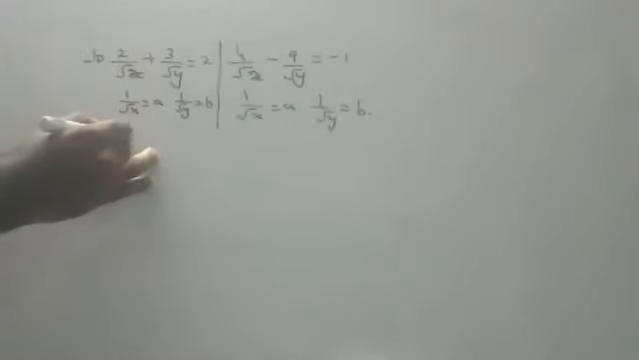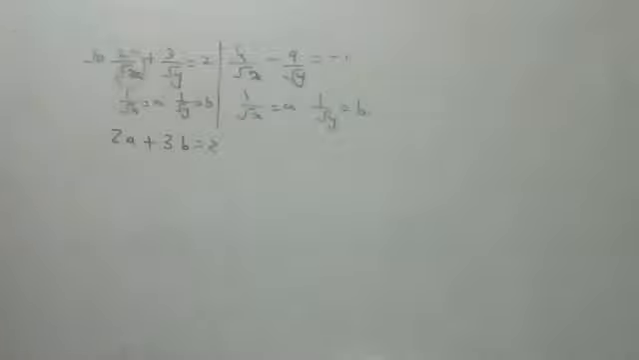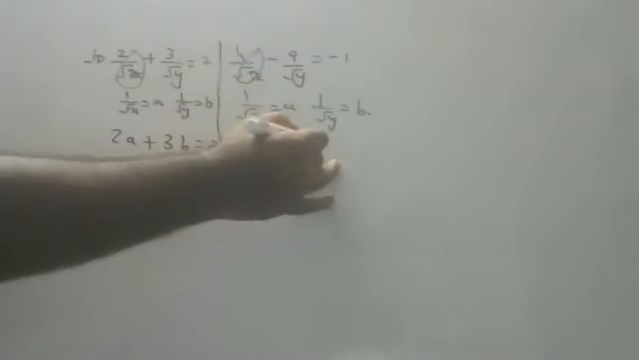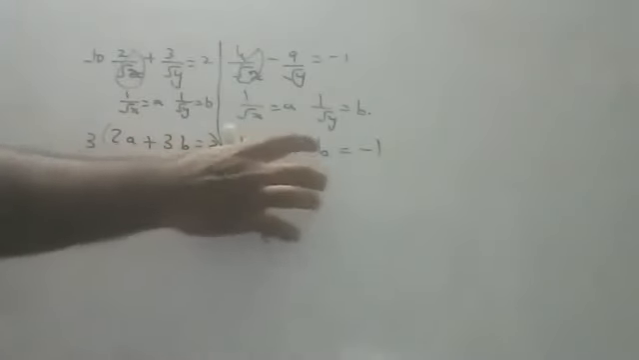What is the equation? 2a plus 3b is equal to 2, because this is a, no? In the same way, this is a, no? So 4a minus 9b is equal to minus 1. Okay, children. So shall I multiply this equation with 3? Then b will be cancelled. B and b get cancelled.